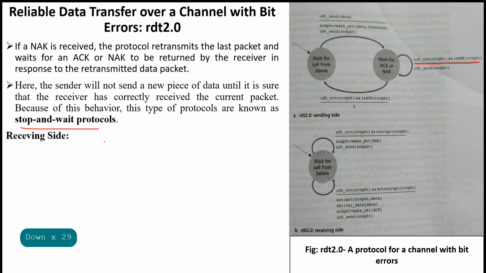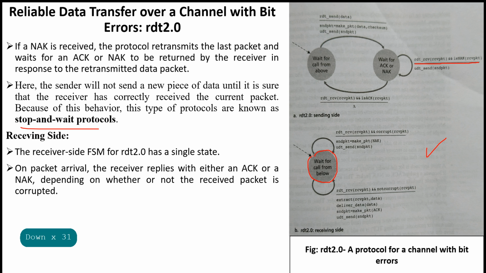Next, the receiving side. This is the diagram. The receiver side FSM for RDT 2.0 has a single state. See here, wait for call from below. On packet arrival, the receiver replies with either an acknowledgement or a negative acknowledgement, depending on whether or not the received packet is corrupted.